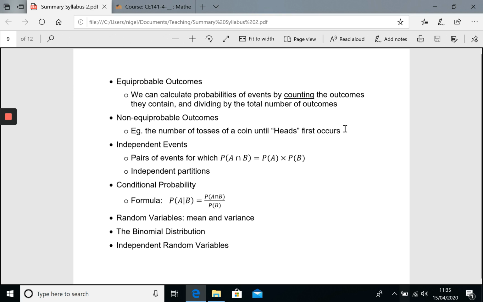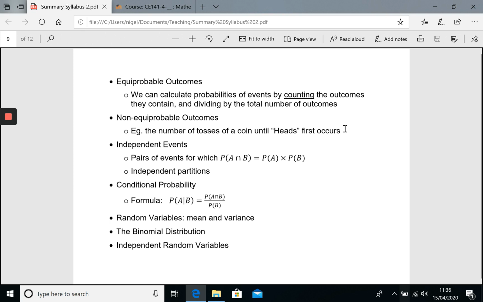And we looked in particular in the problem sheets at the experiment of flipping a coin an arbitrary number of times until we first get heads. So the first thing to note here is that there are an infinite number of outcomes in the sample space, because there's no upper bound on how many times we may need to flip the coin before we get a head. And now, of course, the probabilities are not all equal.